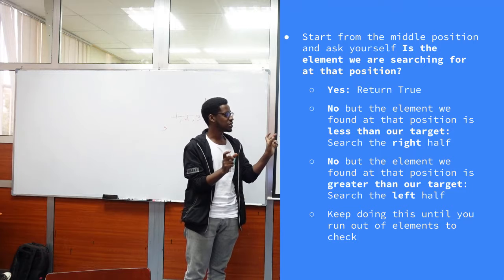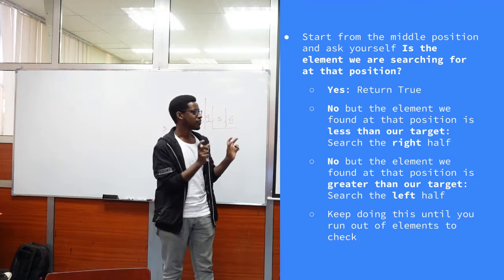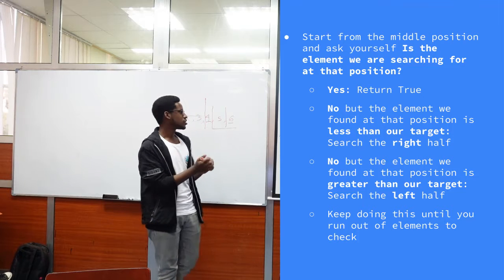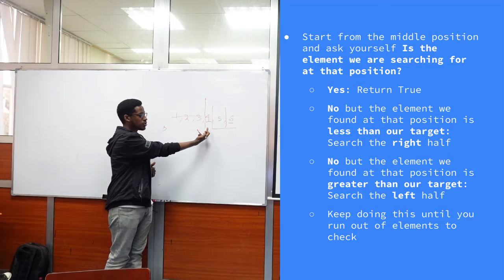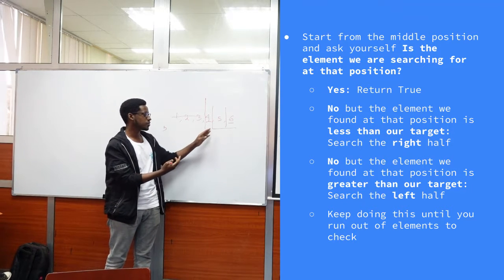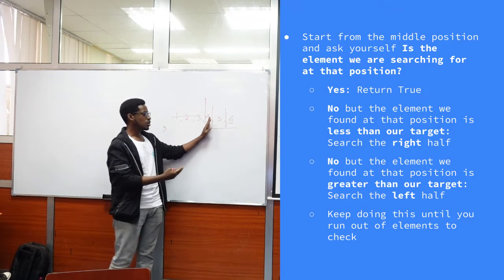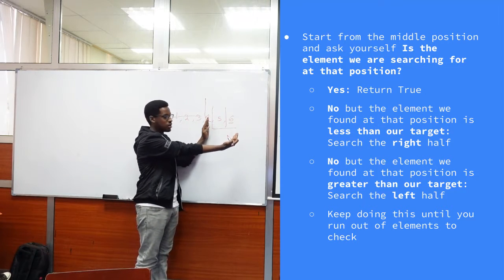So you check the middle element with the target. If it's equal, then you return true. If it's greater than the element, so in this case, if we're searching for 5 and the element we find at the middle is 4, then we are guaranteed that the element we are finding, which is a target, will be to the right of every element next to the middle.